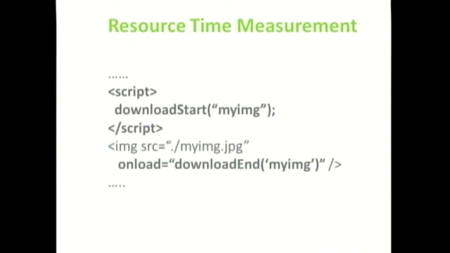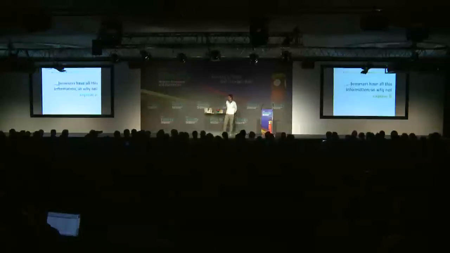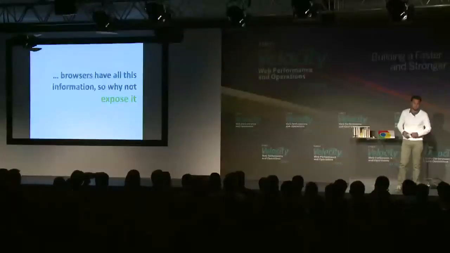If I want to do this with all the resources on my page, I would do something probably less stupid than this. I have a script tag in front that tells me I started the download, and at some point I actually downloaded that image and I want to get this information. So it's a lot of handcrafting, and it's getting non-ideal information. Browsers have all this information, so why not simply export it, making it available to us so that we can improve our websites based on it?